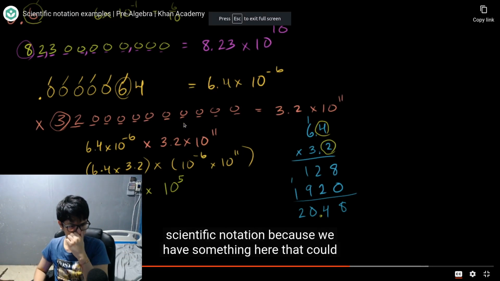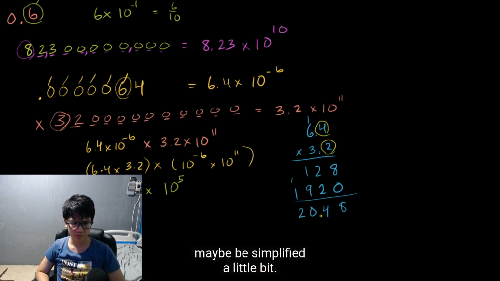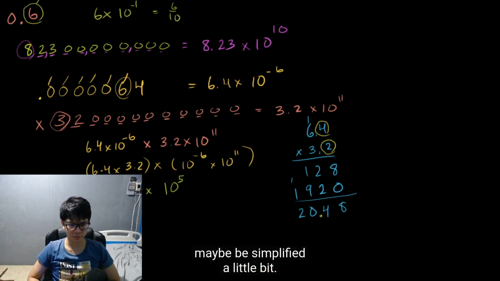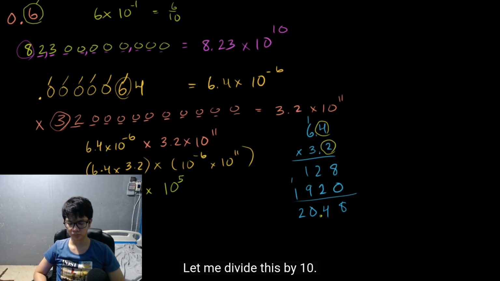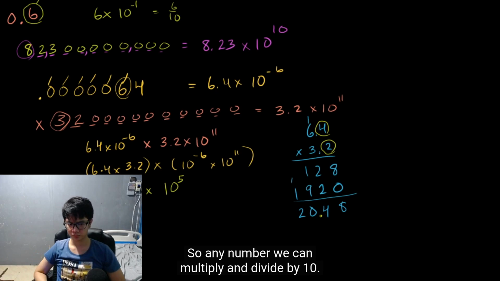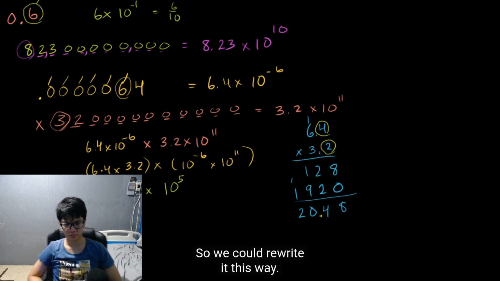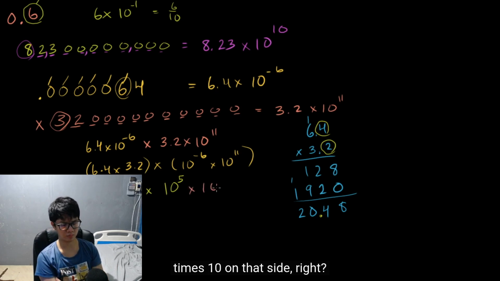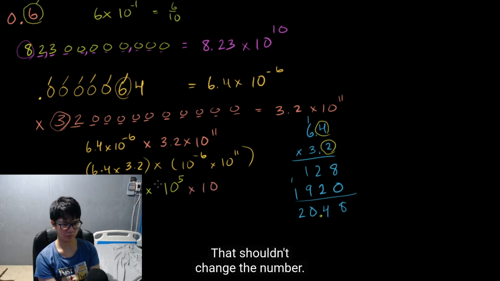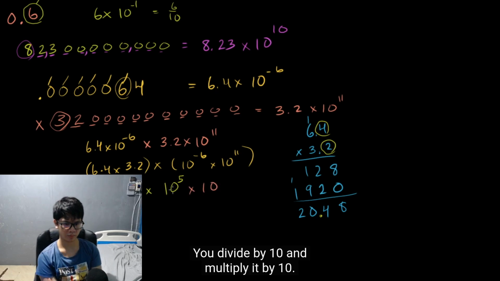It's not in scientific notation because we have something here that could maybe be simplified a little bit. We could write this... let me do it this way. Let me divide this by 10. Any number we can multiply and divide by 10. So we could write 1 over 10 on this side, and we could multiply times 10 on that. That shouldn't change the number. You divide by 10 and multiply by 10. It's just like multiplying by 1 or dividing by 1.